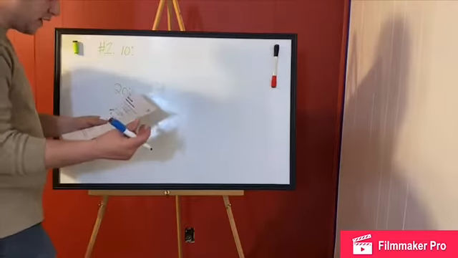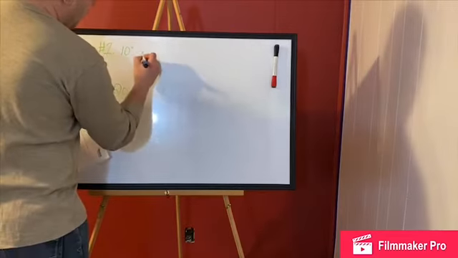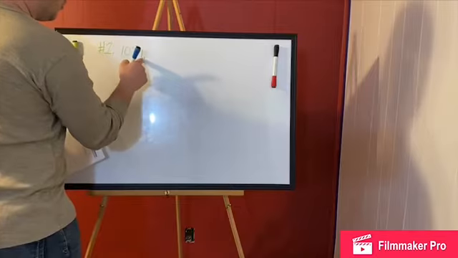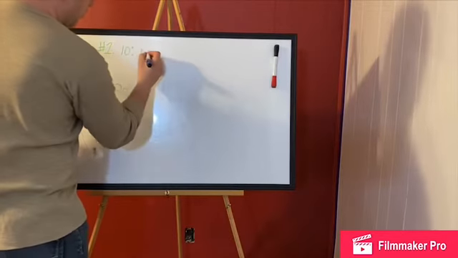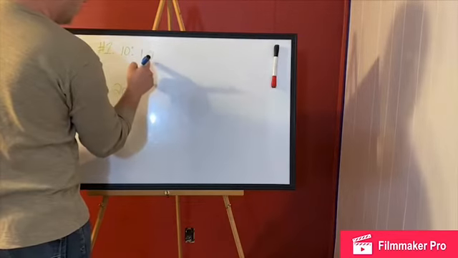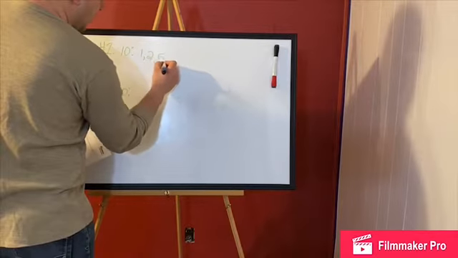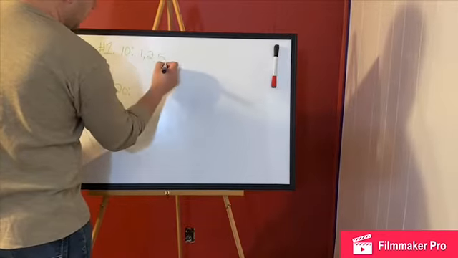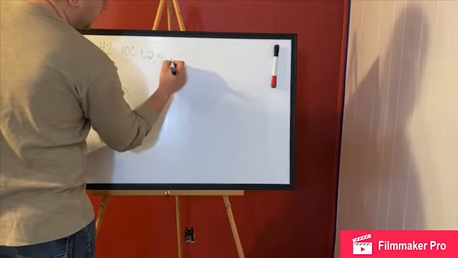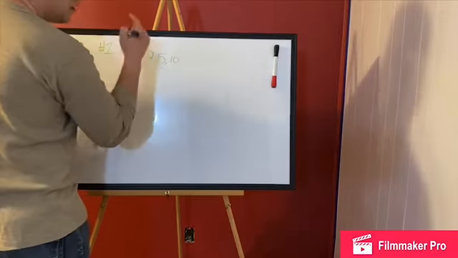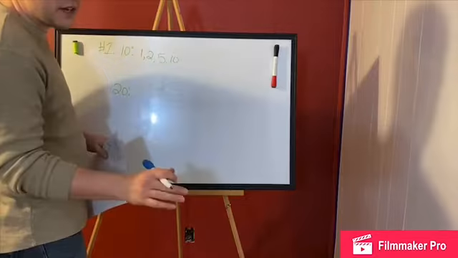So let's look at 10. We know 1 can go in there. 1 times 10 is 10. We know 2 can go in here. 2 times 5 is 10. So we know 5 can come in here. 5 times 2 is 10. And finally, 10 times 1 is 10. And that's all that can go into 10.